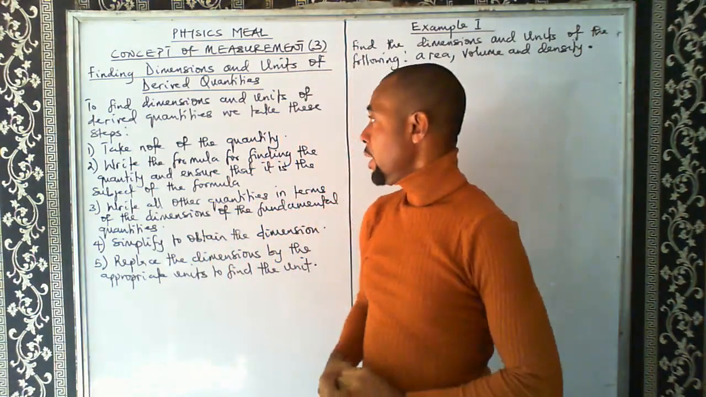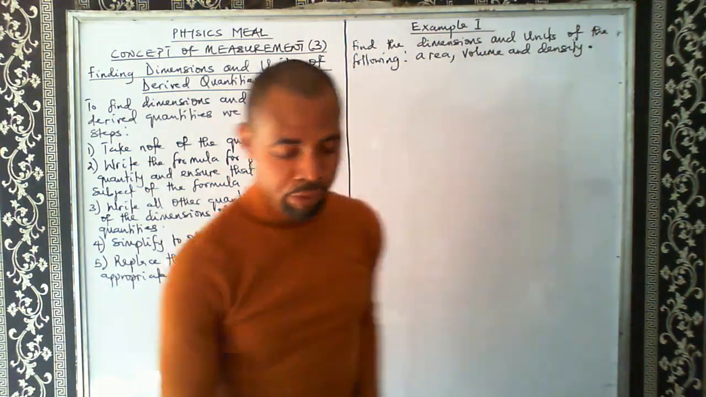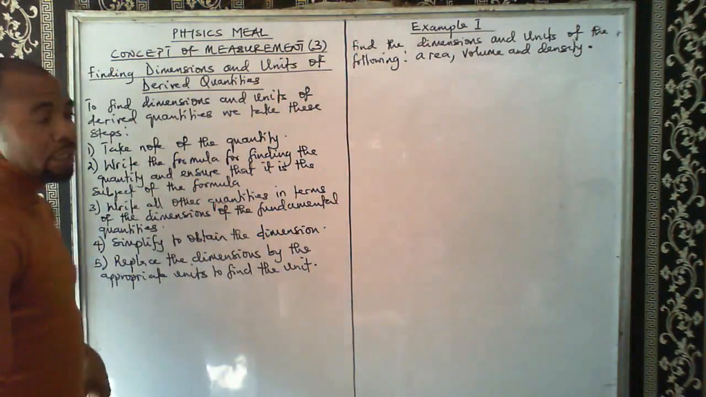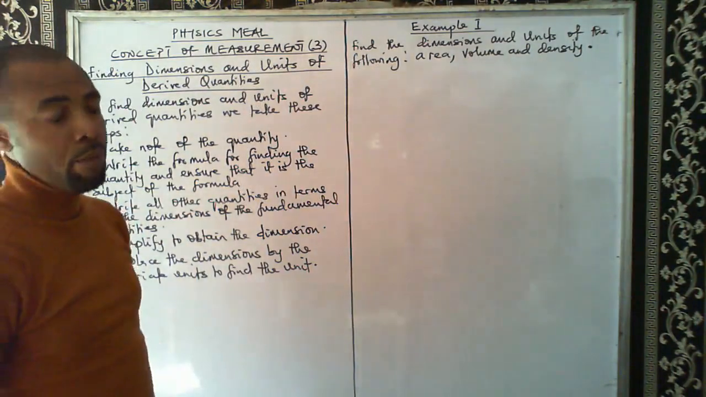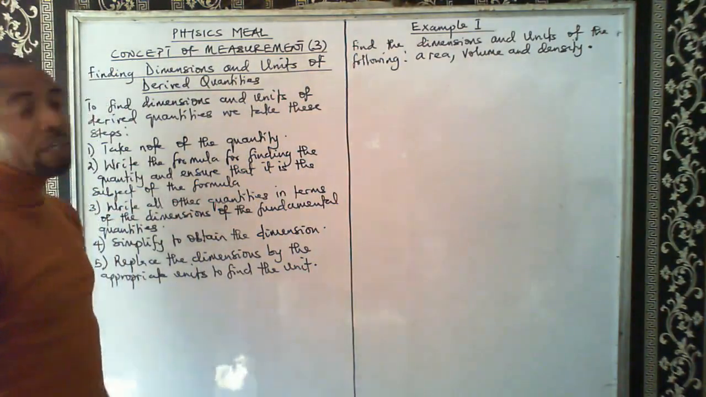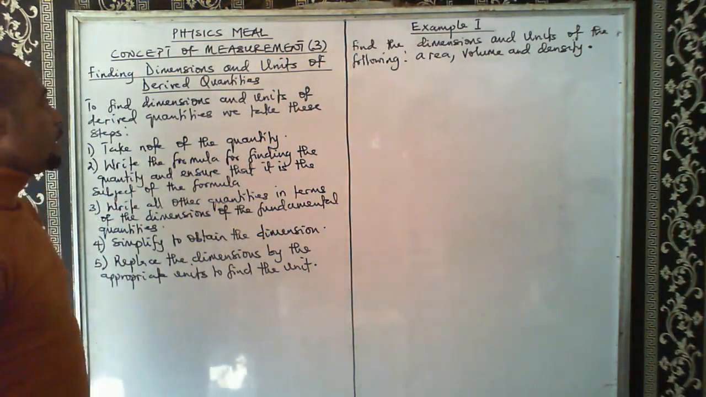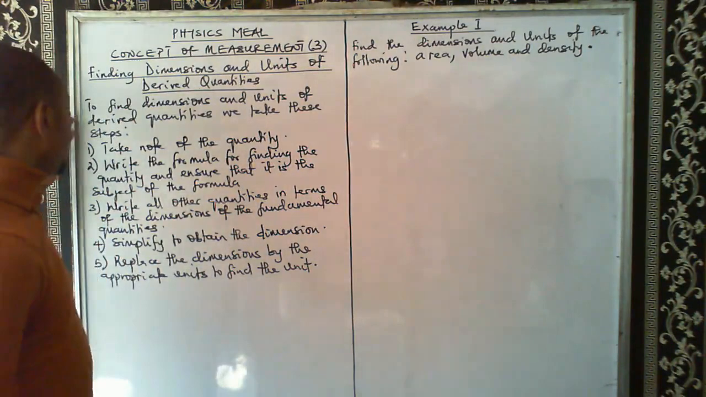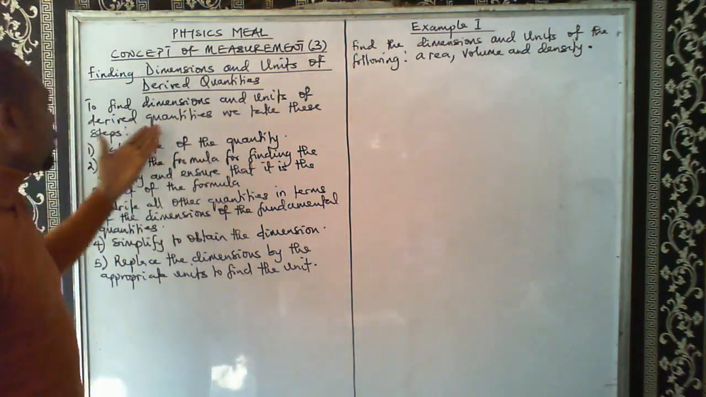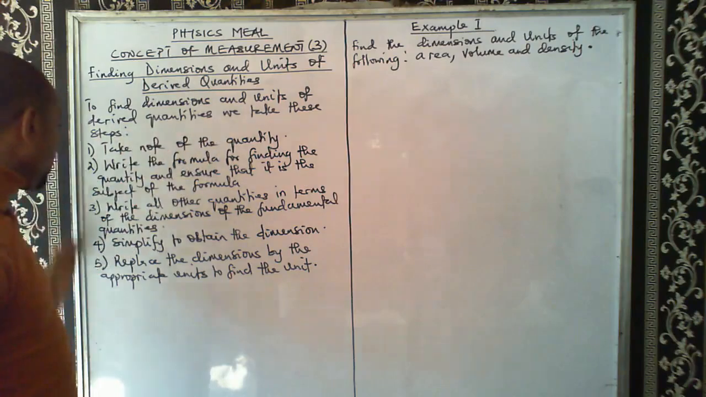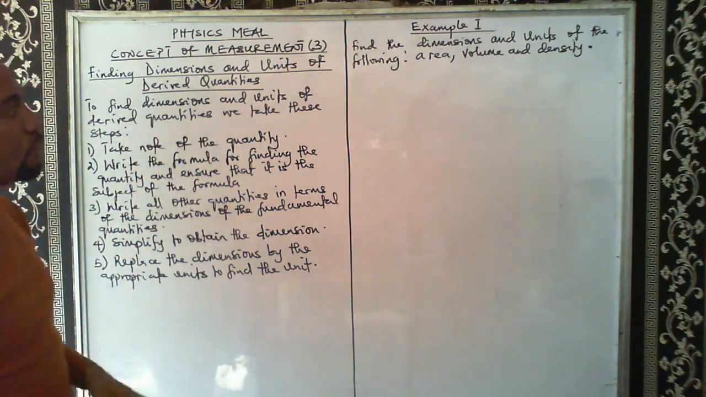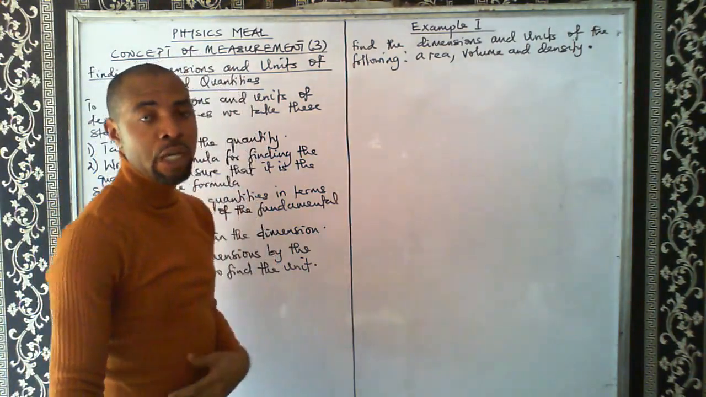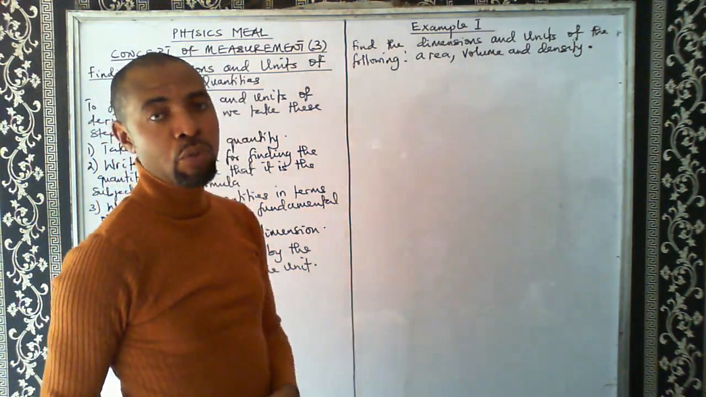All right, let's begin. Now, this is one of the important areas in the study of measurement: how we can use fundamental quantities to find the dimensions and units of derived quantities. So we say, to find dimensions and units of derived quantities, we take these steps. We have about 5 steps that we are going to take in order to find the dimensions and units of derived quantities.